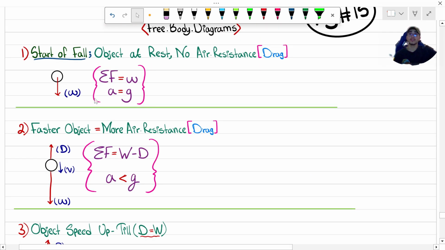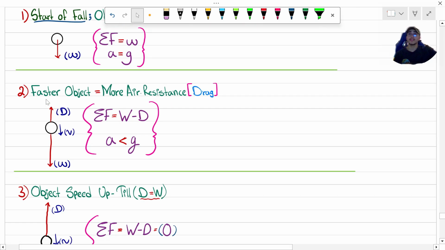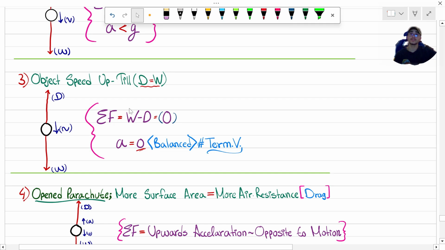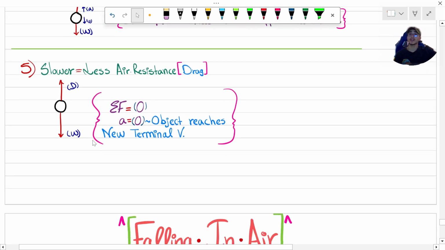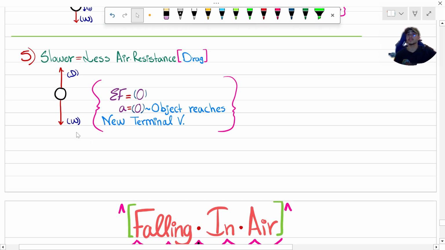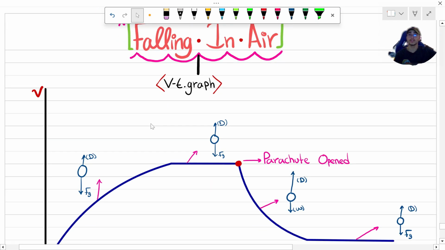So at the start of the fall, you only have weight acting on you, then you have more air resistance. So a is less than g, and the object will still speed up till the drag is equal to the weight, the resultant force is zero, and terminal velocity is reached. Then when you open the parachute, the drag is much greater and you slow down till drag becomes smaller and equals the weight, and you reach a new terminal velocity.